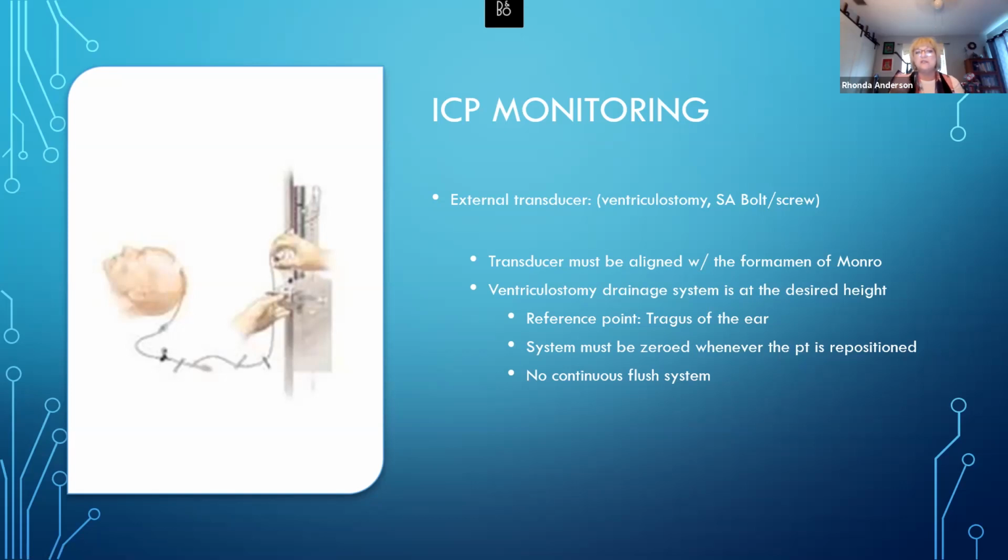And so if we see a little pink or we see blood in there, that might be from a subarachnoid hemorrhage, so there may be blood in the CSF, or from a traumatic subarachnoid hemorrhage. It does have to be re-zeroed anytime the patient is repositioned. And again, we don't have a continuous flush.